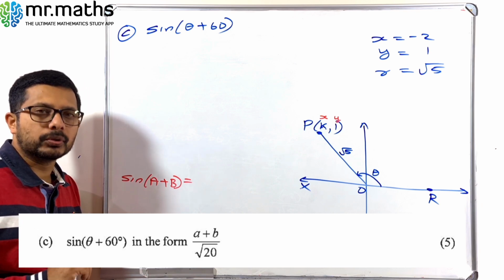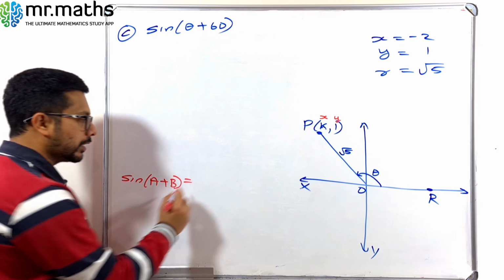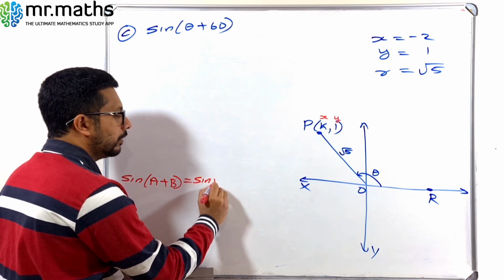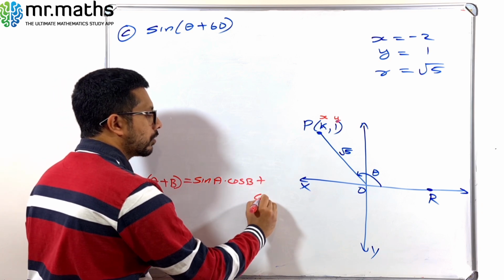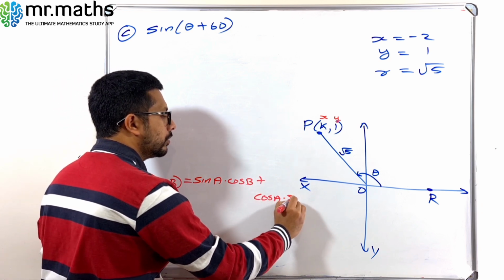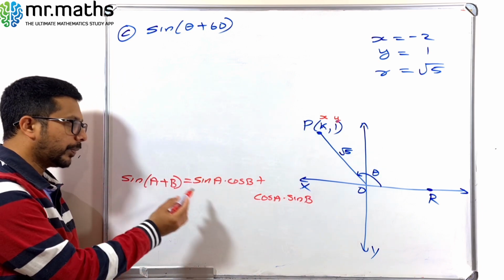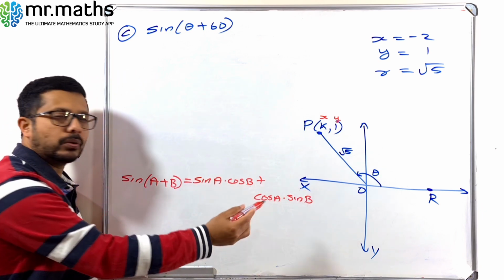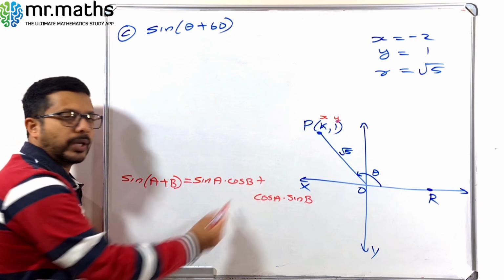Okay, you have to know the formula, that's very important. So sine of a plus b, what is the expansion? Sine a into cos b plus cos a into sine b. So sine of a plus b is sine a cos b plus cos a sine b. If here it is minus, then here is minus, that's all.